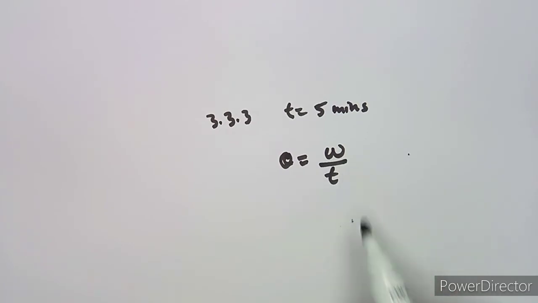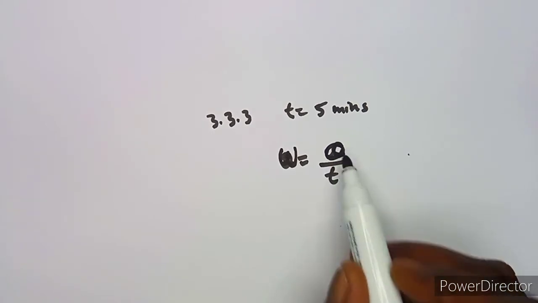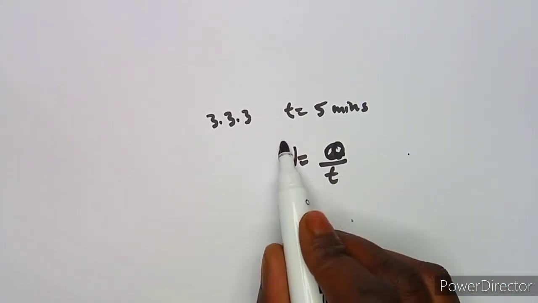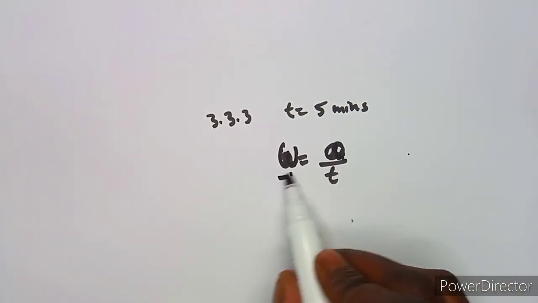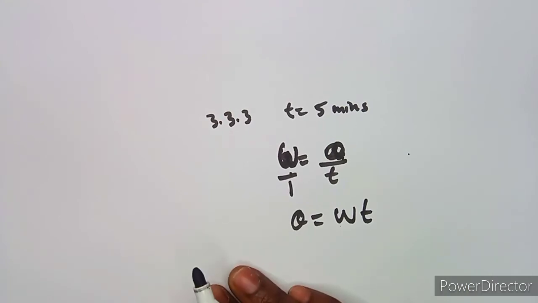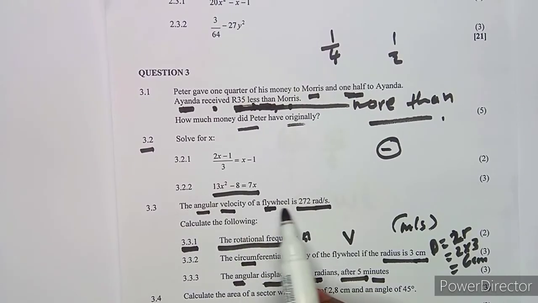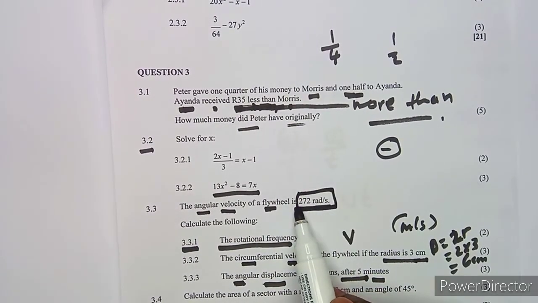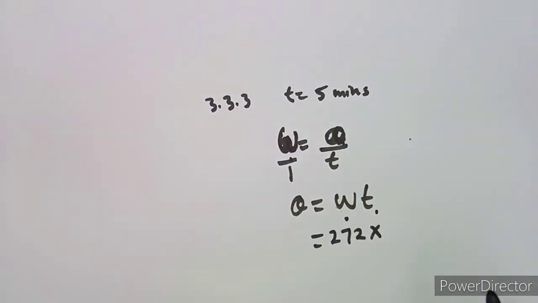Guys, pardon me please, the mind is tired. Theta over t gives omega, because it's the change here, so we can cross multiply, which is theta is equal to omega t. Now it makes sense. Remember guys, the angular velocity here, we have it omega, which is 272. So we've got 272 times the time, and this time must be in seconds.